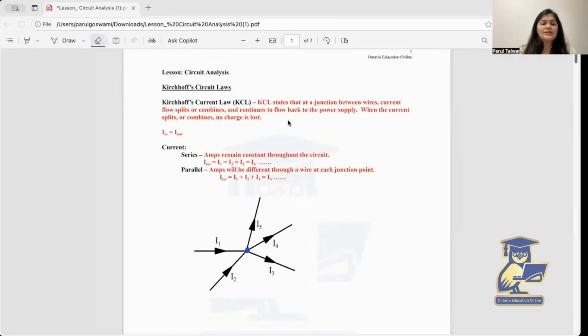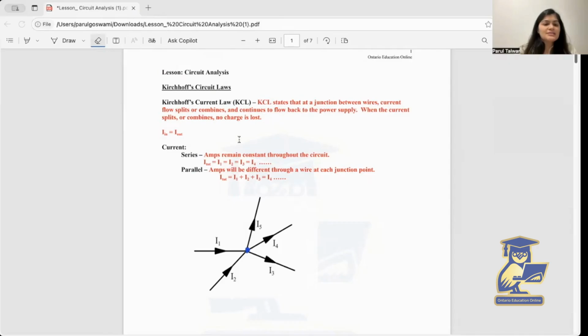This lesson, circuit analysis. In this lesson, we are going to learn how to analyze complex electric circuits using Kirchhoff's circuit laws. Up to now, you have worked with simple series and parallel circuits, but when circuits become more complex with multiple branches and loops, we need a powerful method. That's where Kirchhoff's laws come in.